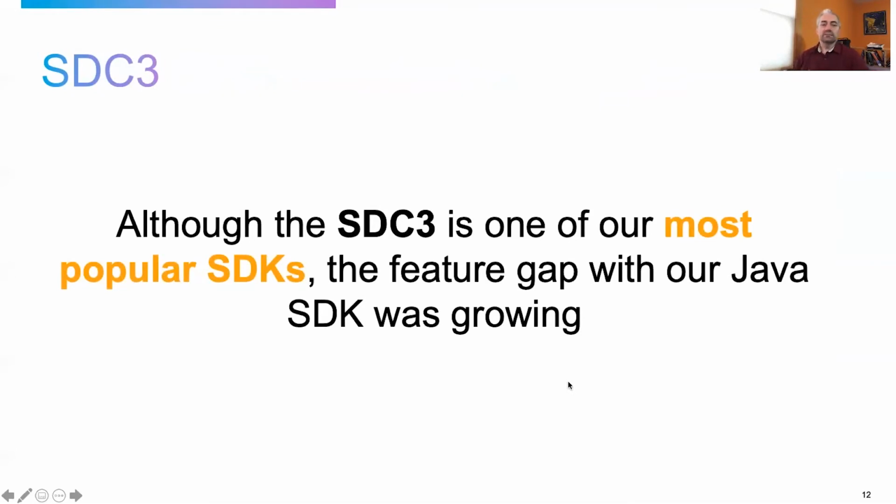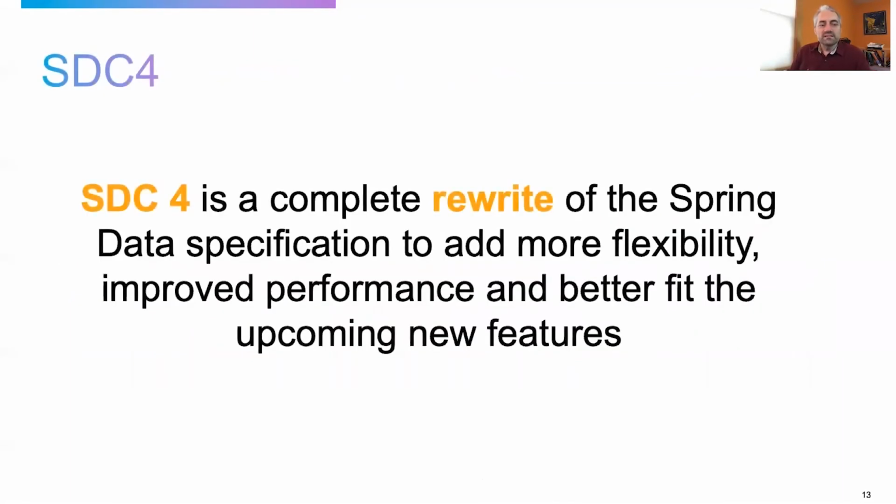So although Spring Data Couchbase 3 was one of our most popular SDKs, there's a feature growth with the Java SDK, as in Java SDK advanced, and Spring Data Couchbase stayed static. So SDC4, Spring Data Couchbase 4, is a complete rewrite of the Spring Data specification for Couchbase to add more flexibility, improve performance, and better fit for the new upcoming features that will be implemented.